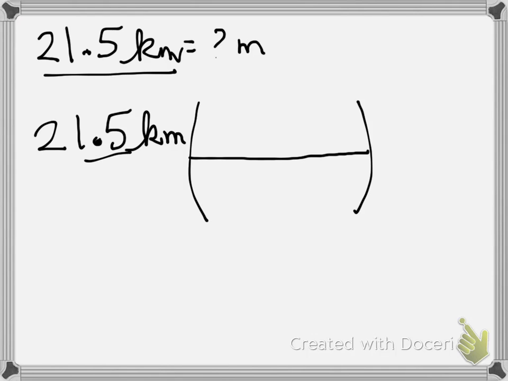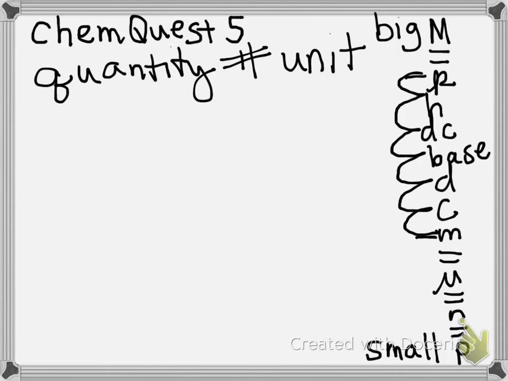So, kilometers are in the numerator, so they need to go in the denominator. And again, I'm looking to go to meters because that's the unit I'm trying to change to. So again, I go back to my metric system, right? And this time, again, we're starting with kilometers.